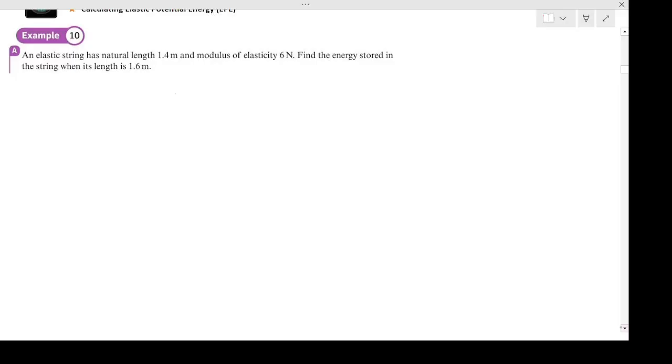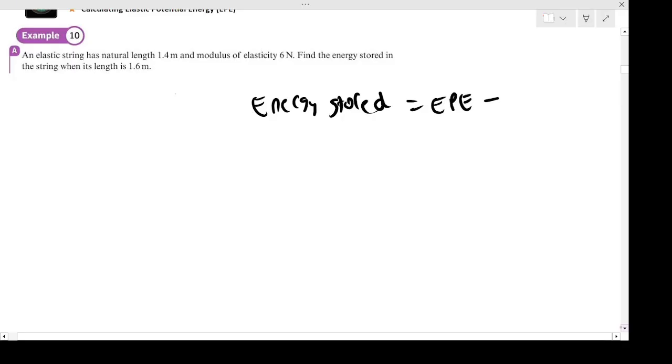Firstly, it's asking for the energy stored. That's referring to the elastic energy in the string, which is the EPE. So the energy stored is the EPE, and that's going to be lambda x squared over 2L. That's just literally using the formula. Again, you do need to know the formula. It's not in the formula book, but you'll pick it up once we do enough questions. So we just need to work out lambda x squared over 2L. That gets me my energy.